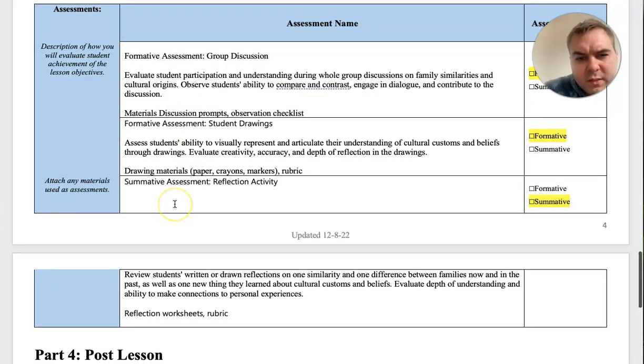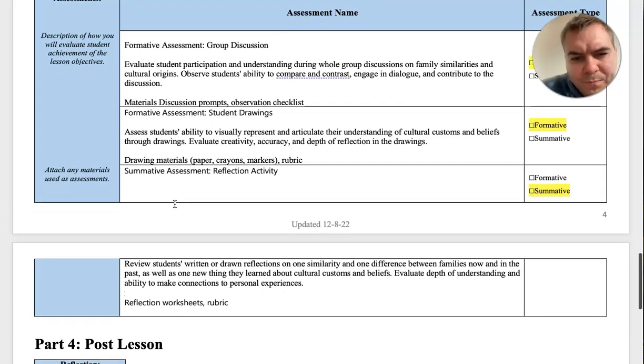And then there's a formative assessment for student drawings. We'll assess students' ability to visually represent and articulate their understanding of cultural customs and beliefs.